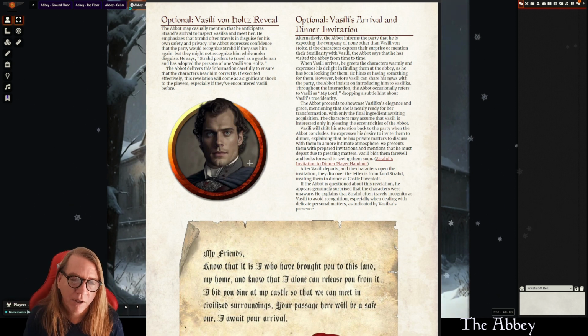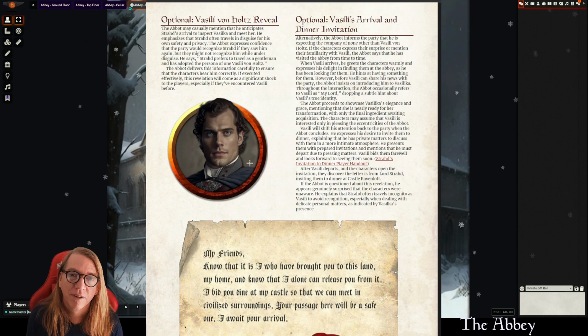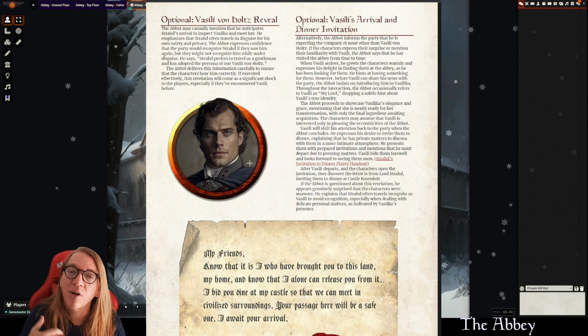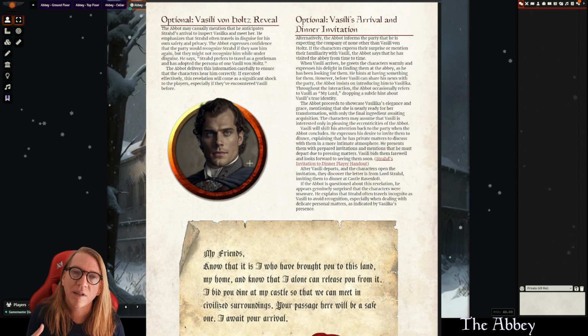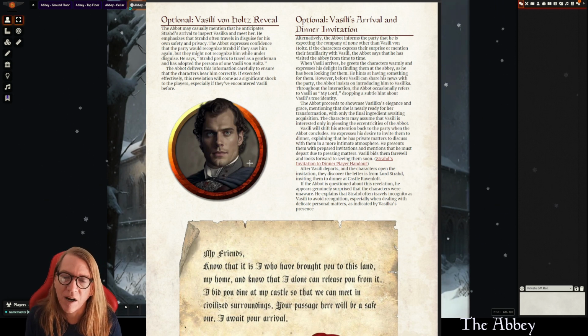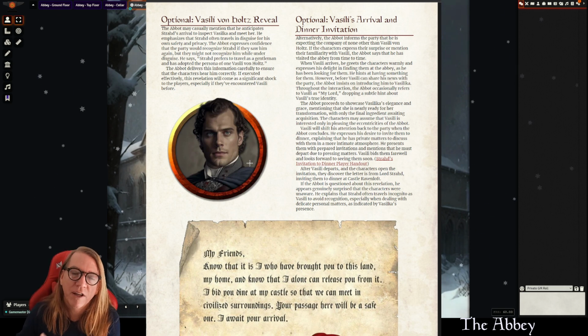But optionally, and some of our supporters had actually done this, Vasily arrives at the Abbey. And when he sees the party, he goes, "I came here to find you. I have something to give you. It's a matter of private concern." And when he's there, the Abbot says, "Oh, Vasily, you've arrived. I'd like to show you the flesh golem."